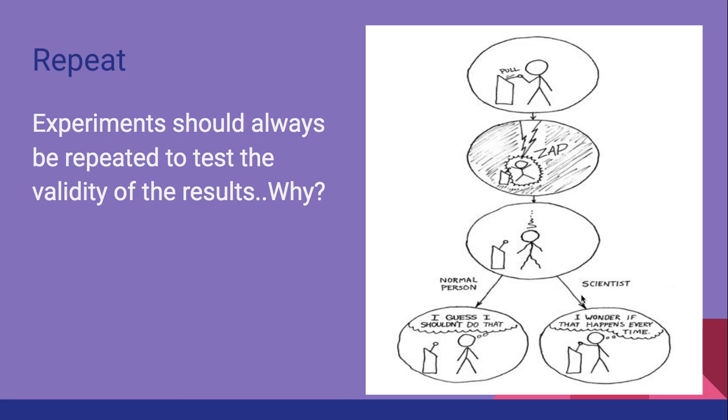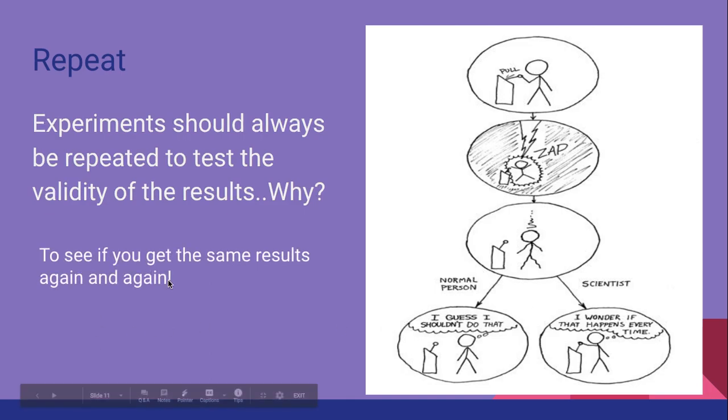We repeat experiments to see if I get the same results. All right? The more you experiment, the more you repeat and repeat. If you end up getting the same results over and over again, that means there's a greater chance that your answer is valid or true. It is what you think it is. So that's why we have to repeat.